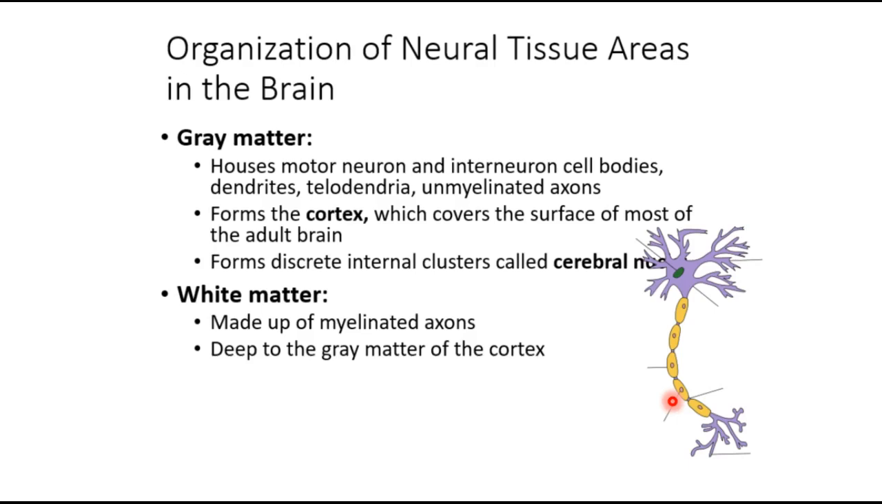And then white matter is going to be myelinated axons. It's going to have that whitish appearance because of the myelin sheath. So you will not find cell bodies in white matter. You will find myelinated axons. You will find pathways. Information is traveling through that space.